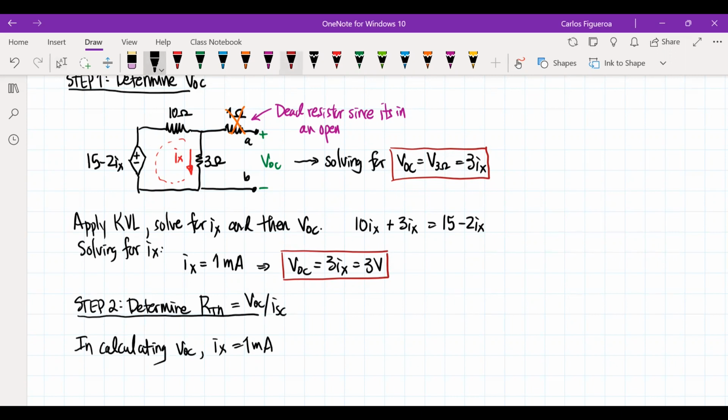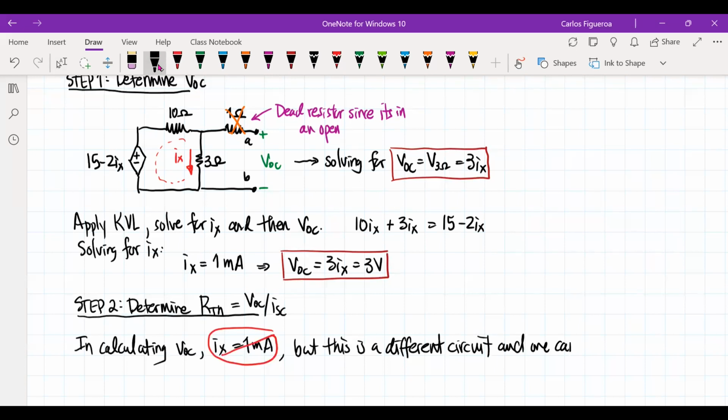But this is a different circuit. And one cannot use IX equal to 1 milliamp. You can't do that. This is a brand new, fresh circuit.